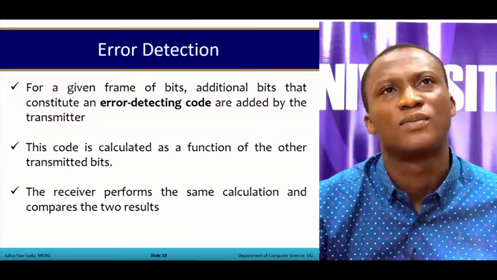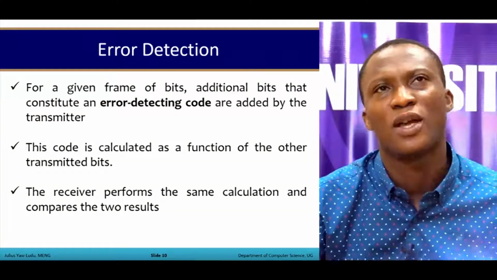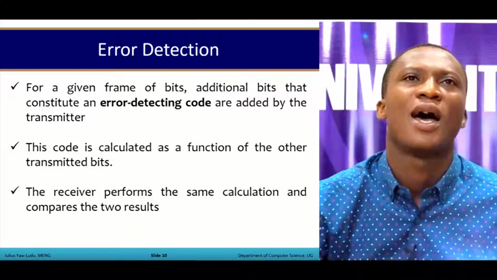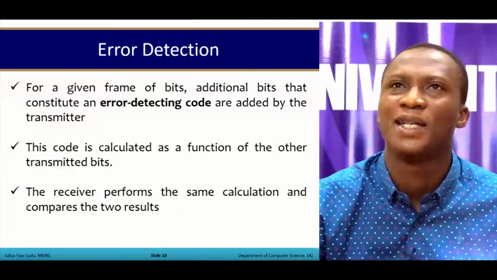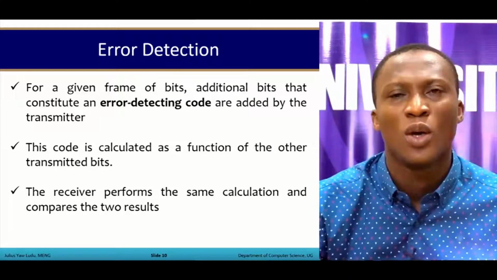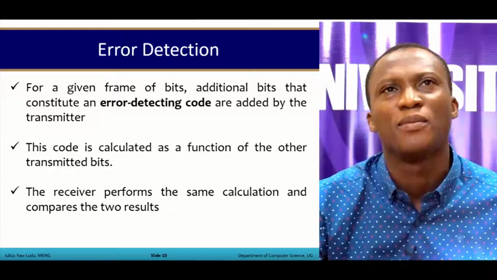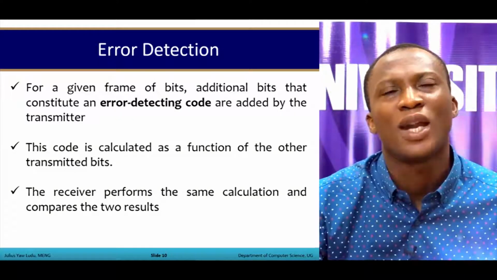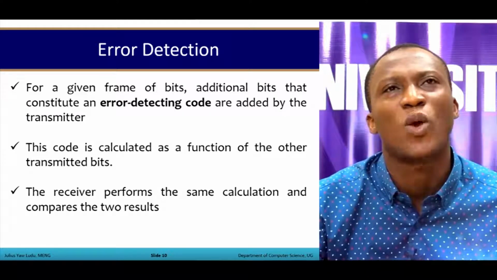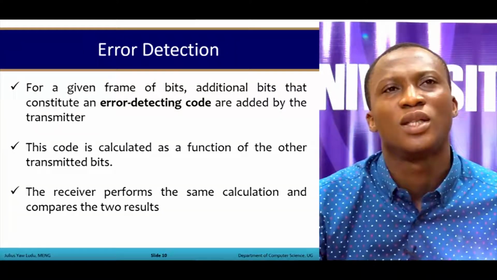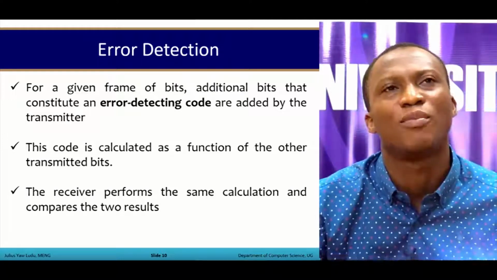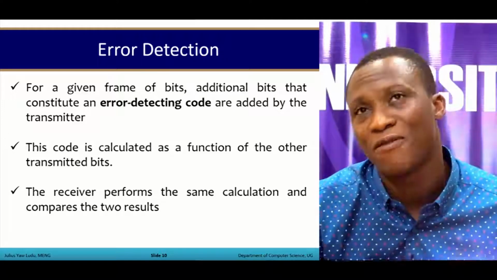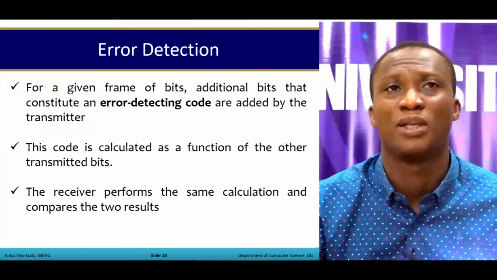Error detection. How do we detect error? For a given frame of bits, additional bits that constitute an error detection code are added by the transmitter. So, once you are sending a frame, bear in mind that another set of bits is being added, and this is what we are calling the error detecting code. This is added by the transmitter, and this code is calculated as a function of the other transmitted bits.